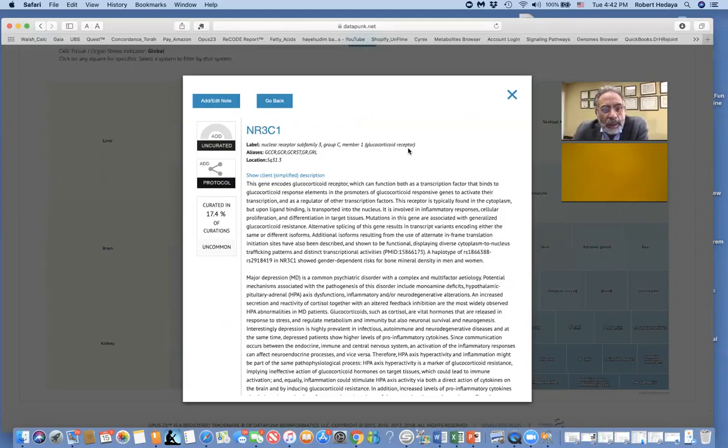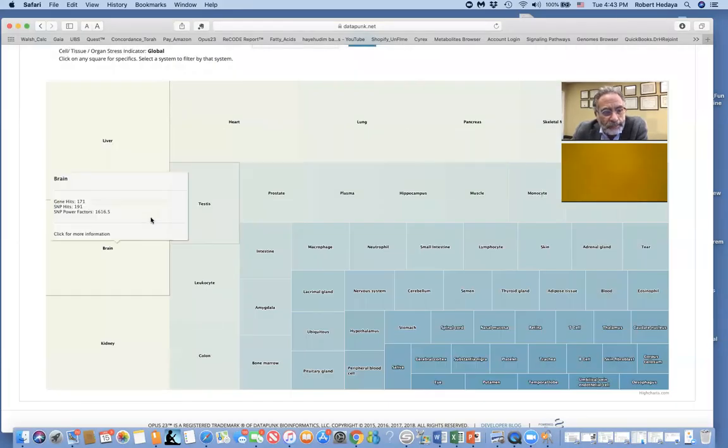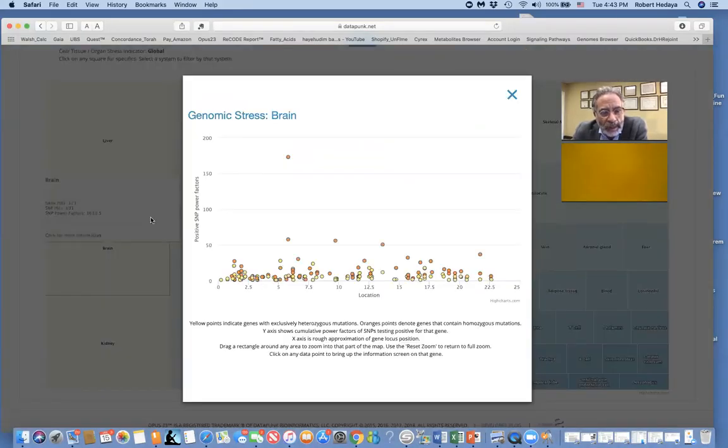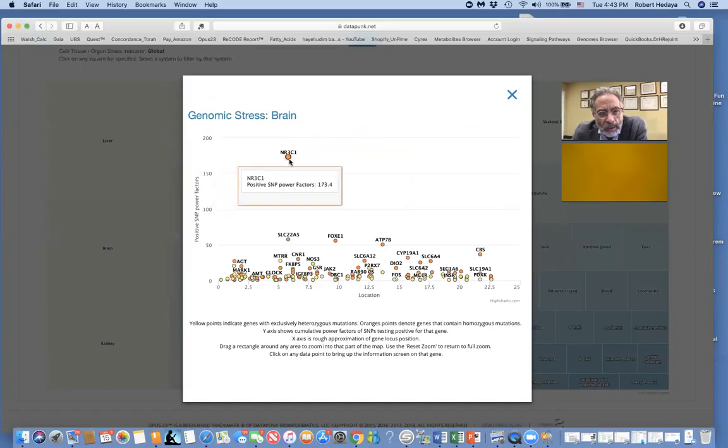When you're stressed, it can make large amounts, or sometimes if you've been stressed for long periods of time, it can make small amounts. This person here, if we look at his brain and we look at all the genes that are affecting his brain function, or at least some of the genes, you see here, this nuclear receptor 3C1 has a power factor of about 175. 0 is no importance, and 200 is the strength of the evidence that this is a problem.